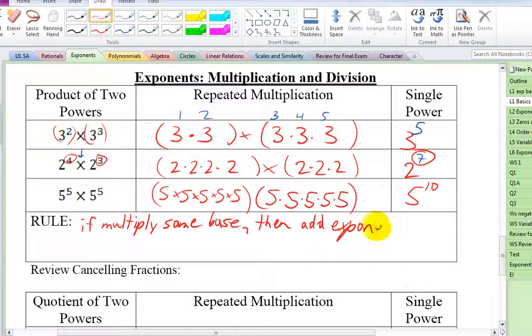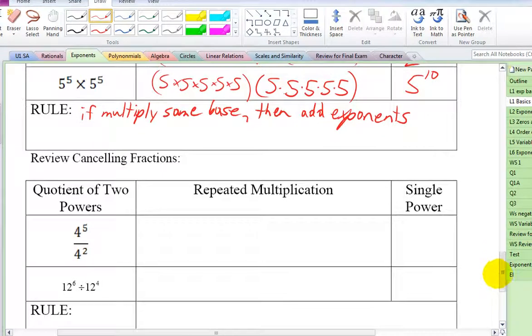I know, but we do have to be specific because we're going to see today you can't always do this rule because you're adding them, or there's different bases. I know. I totally get it.